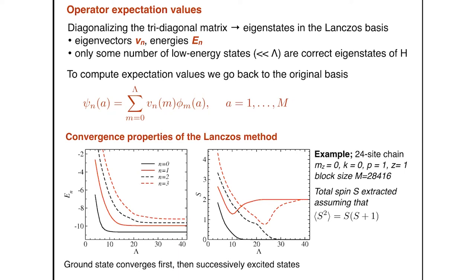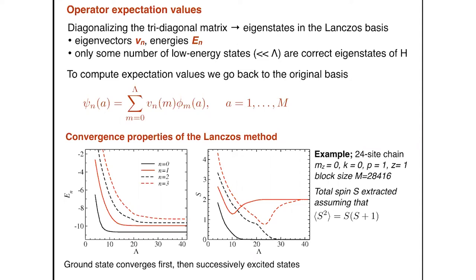Now let's look at some typical convergence. This shows a case of a 24-site chain with some particular quantum numbers, where the block size is not huge, but still pretty big, 28,000 something. In the Lanczos basis construction, we start with a random state, completely random elements in the vector of this size m. As a function of increasing lambda, for each value of lambda, I diagonalized this matrix of size 20 by 20, 30 by 30, and so on. These are the four lowest states I got.